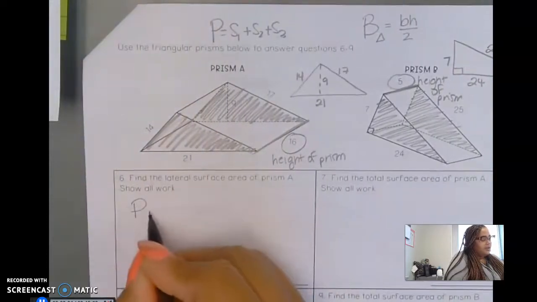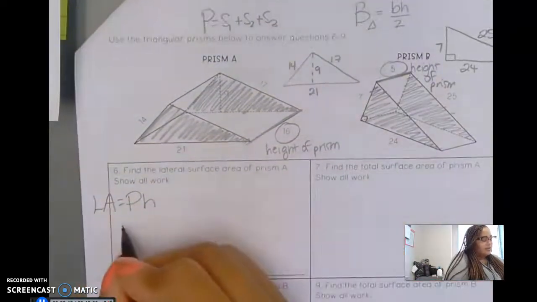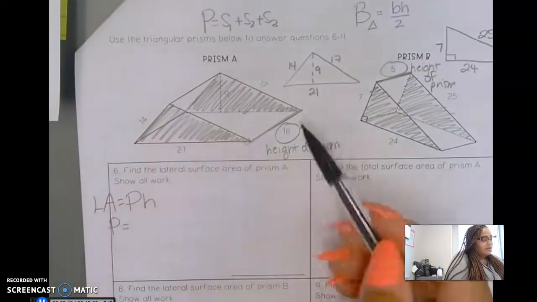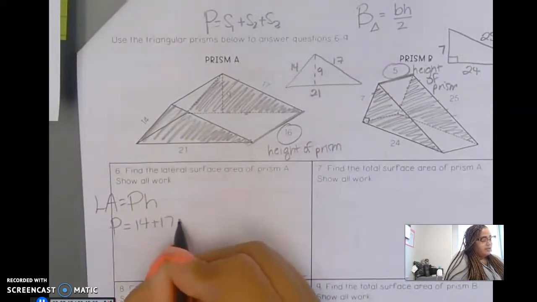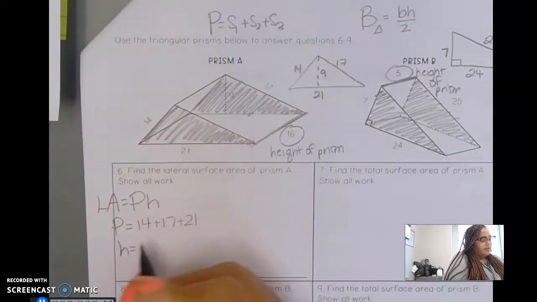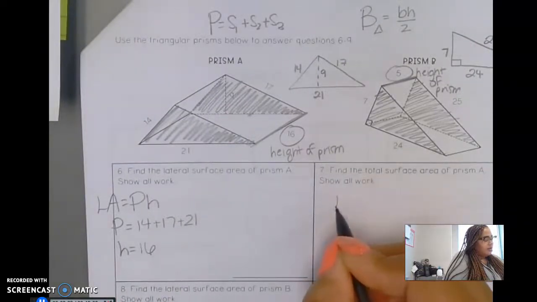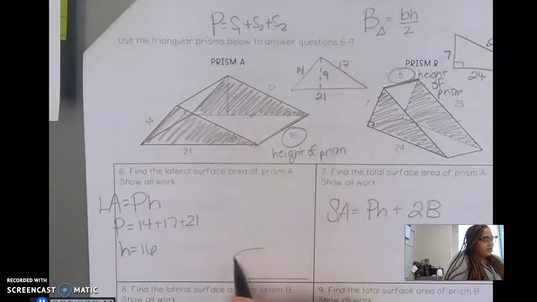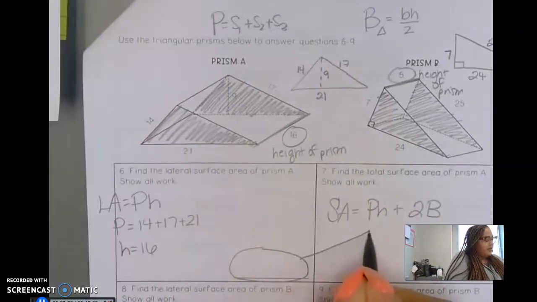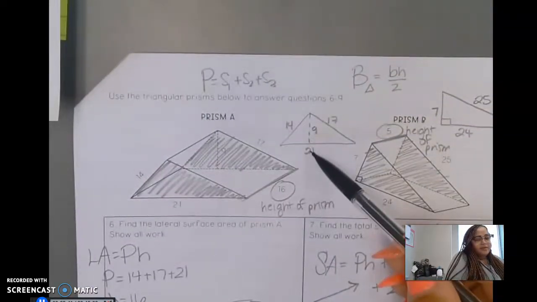All right, so find the lateral surface area of prism A. So big P times H, lateral area, sorry, I forgot to write that. So I would write big P equals side 1 plus 2 plus 3, so 14 plus 17 plus 21. And the height of the prism is 16. And then the total surface area will be surface area equals big PH plus 2 big B. So I'm going to take my answer that I get here, and I'm going to put it right over here, and then I'm going to add 2 times the base and the height divided by 2.